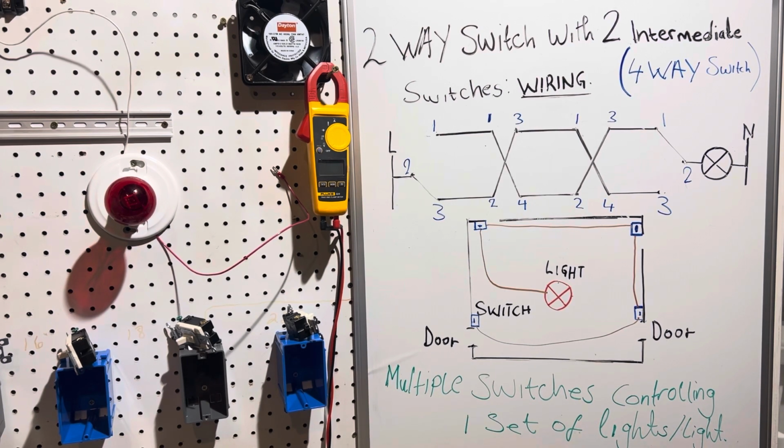Today we're going to learn about two-way switching with two intermediate switches, or a four-way switch. A four-way switch means a switch with four contacts. How do you wire that, and how do you also incorporate it into the circuit?